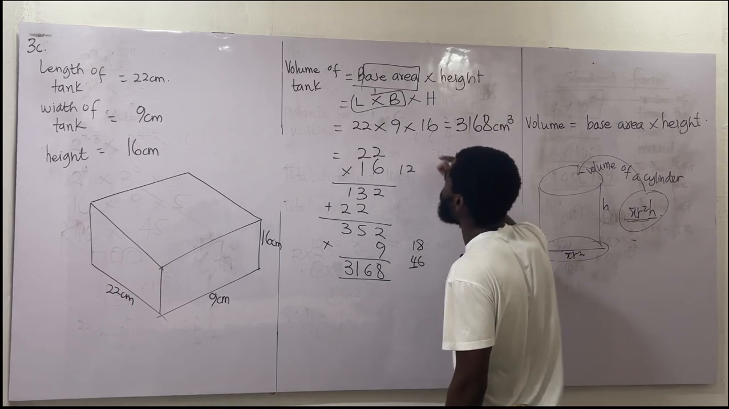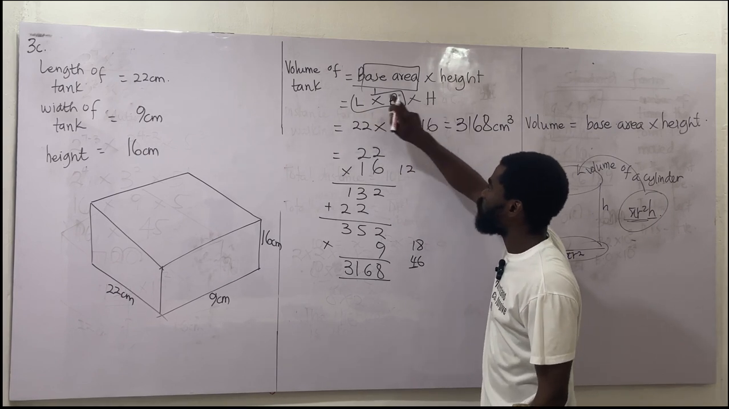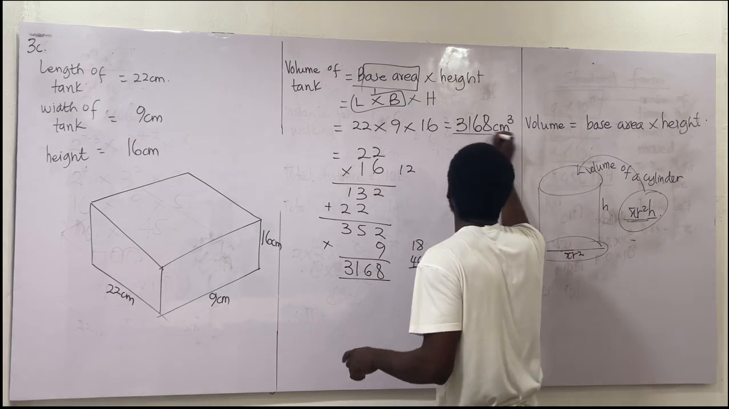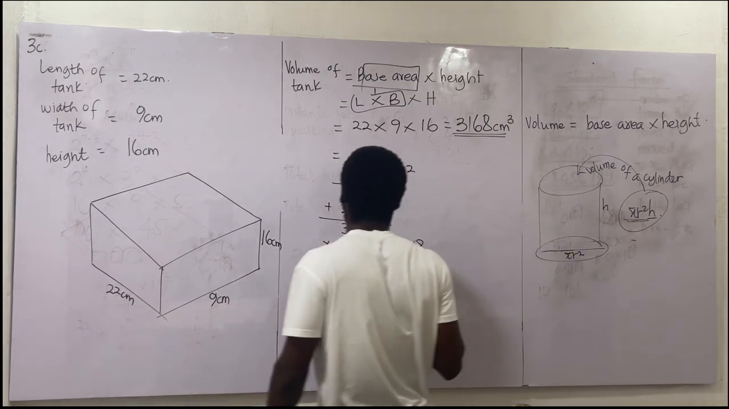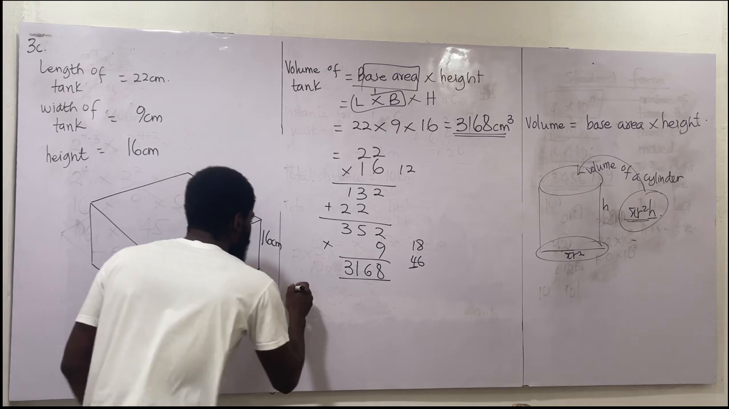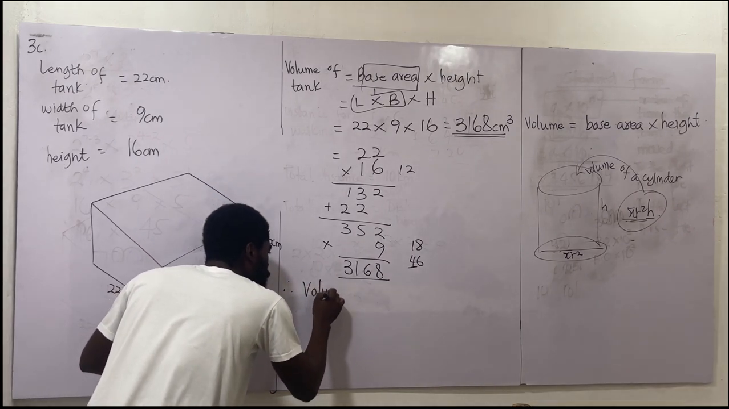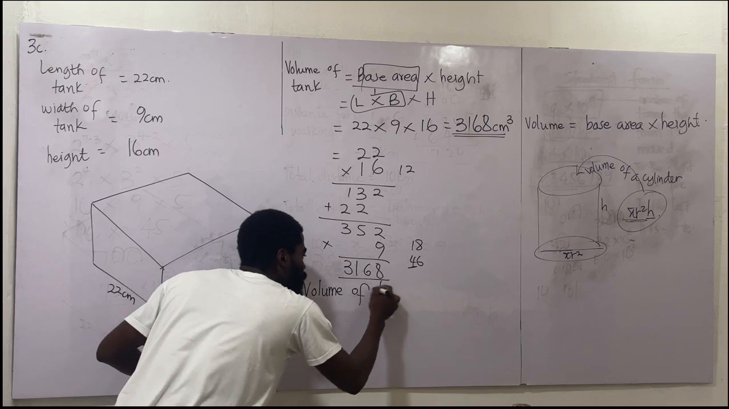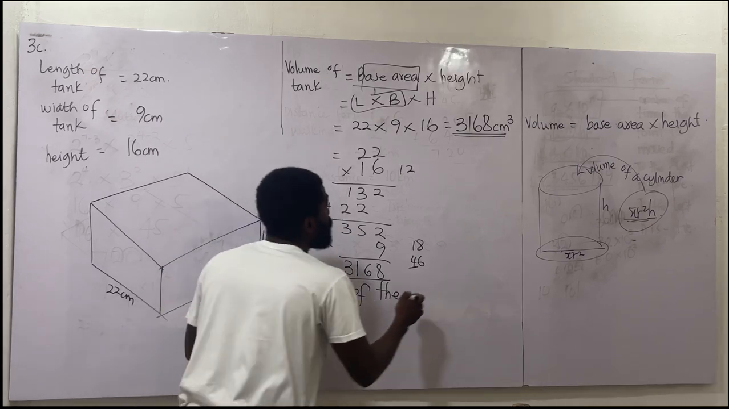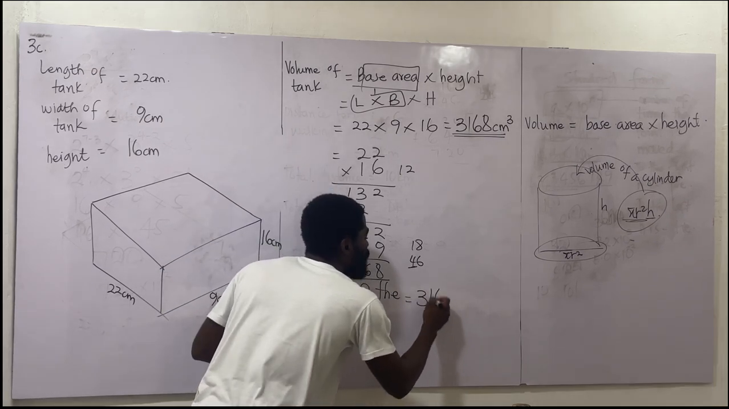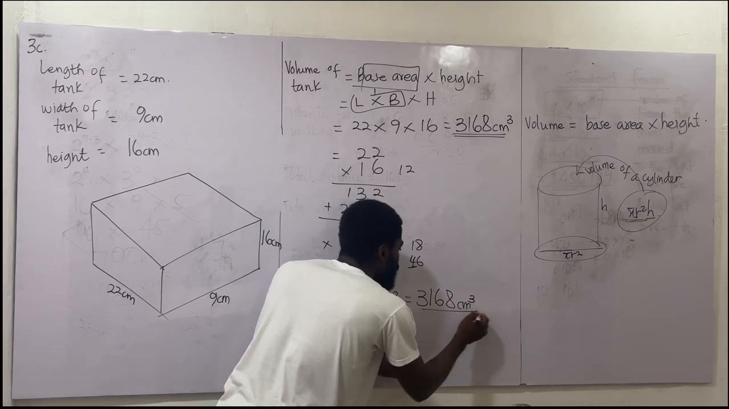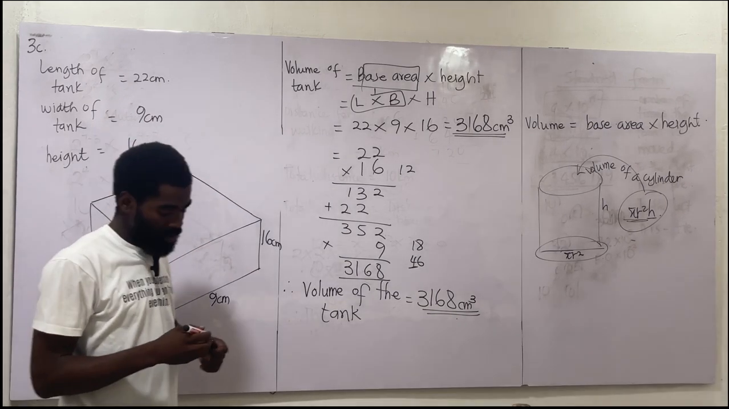But the unit is very important. Centimeters cube. Why cube? Because we multiply 3 sides: 1, 2, 3. So cm by cm by cm, according to the algebraic expression, gives me cm cubed. The cube is very, very important. Therefore, the volume of the tank equals 3,168 centimeters cube. This becomes the volume for the I part.